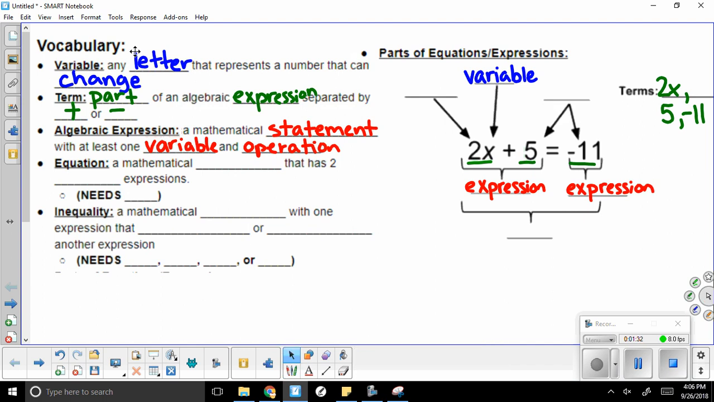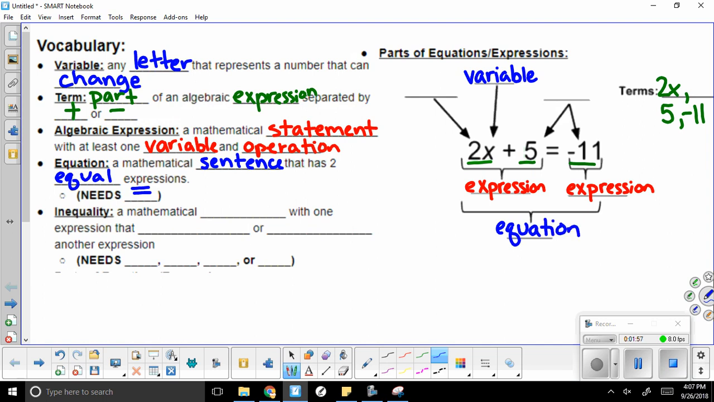All right, in our algebra unit, we will be solving equations, so we need to know what an equation is. An equation is a mathematical sentence that has two equal expressions. So if you look at our example, our two expressions are set equal to each other, and that would be considered an equation. And notice it says it needs an equal sign, so make sure you write that in.